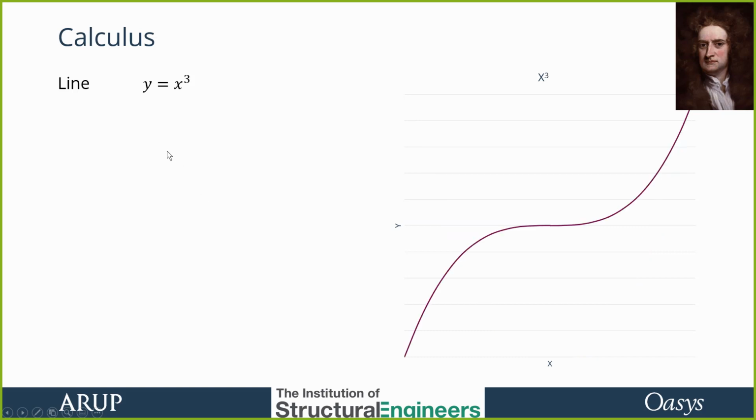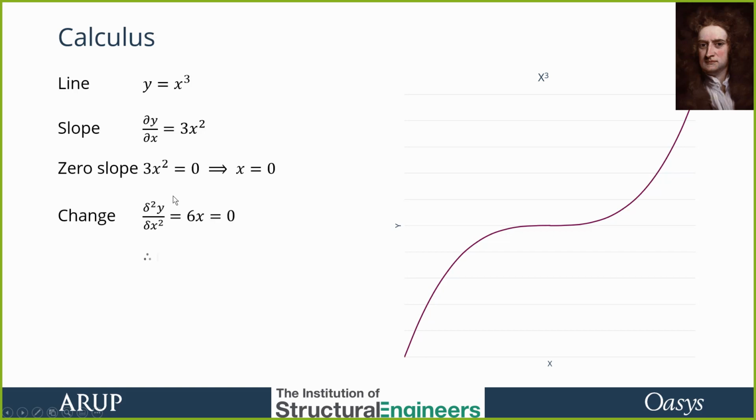Another example, y equals x cubed. Differentiate for the slope: 3x squared. Again, zero slope is at 0. But if we differentiate again, the change is actually equal to 0. So it's neither max nor min. It's a point of contraflexion. So we can use calculus to help optimization if you can define the formula.